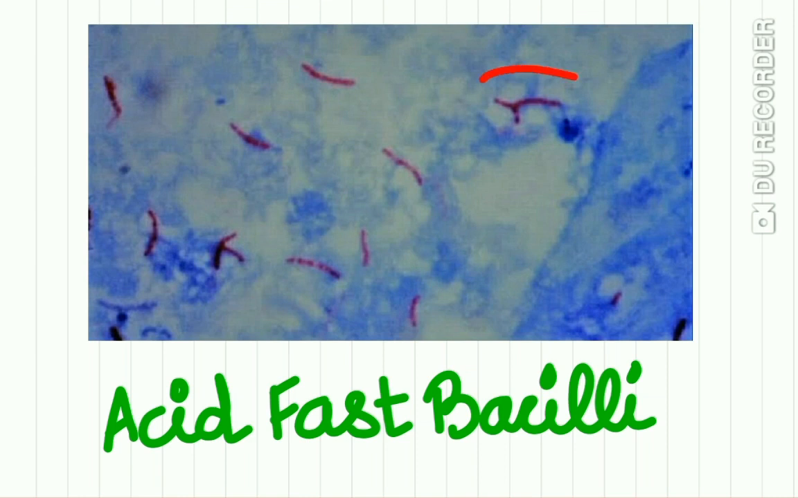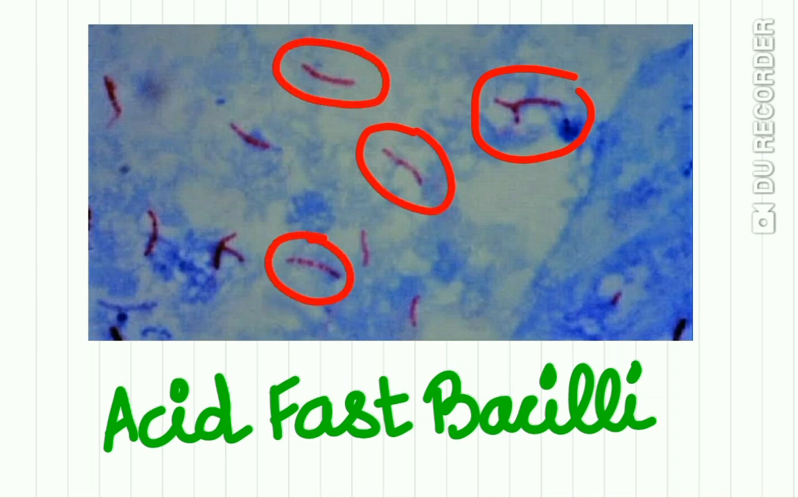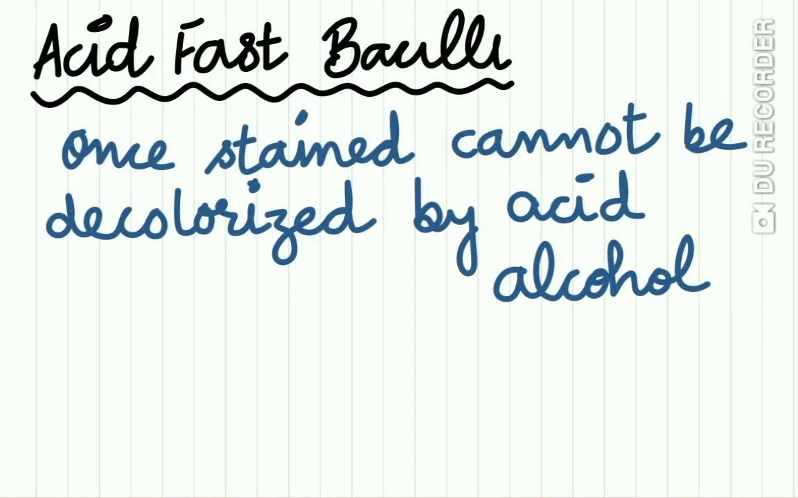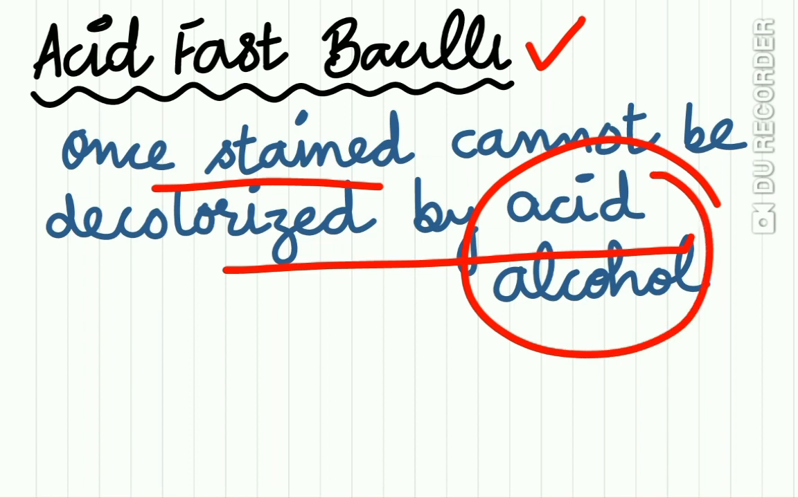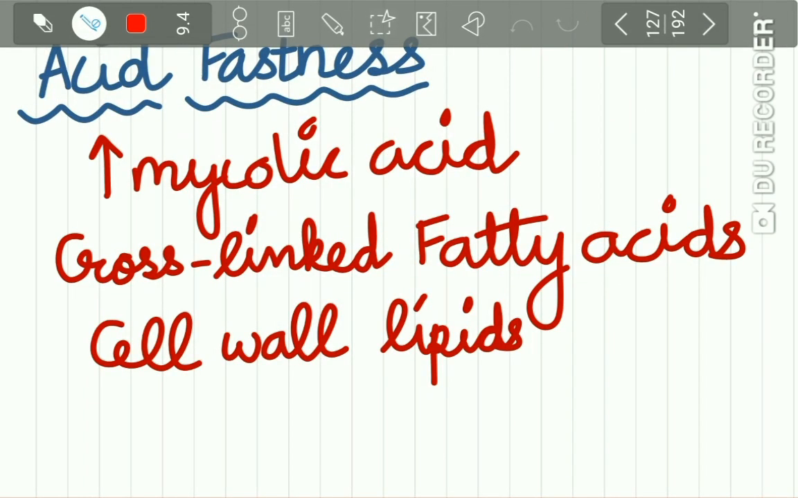So here you can see a preparation of acid-fast stain, where you can see these rod-shaped Mycobacterium tuberculosis, which are acid-fast positive. Now, acid-fast bacilli are called acid-fast because once stained, they cannot be decolorized with acid alcohol. Once stained, it does not get decolorized with acid or alcohol. So it is called acid-fast bacilli.